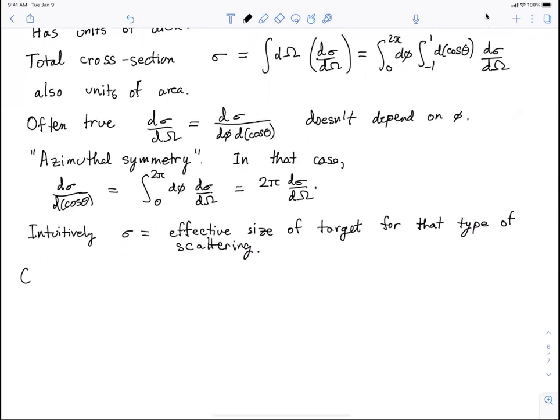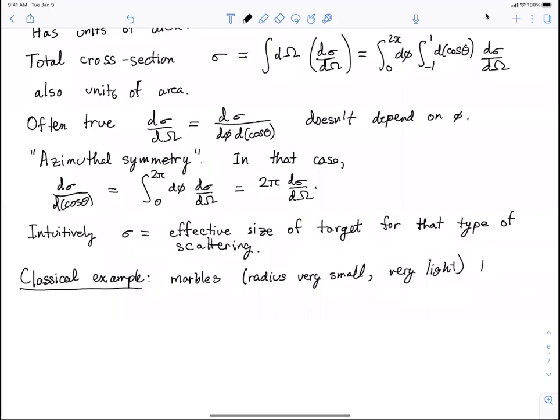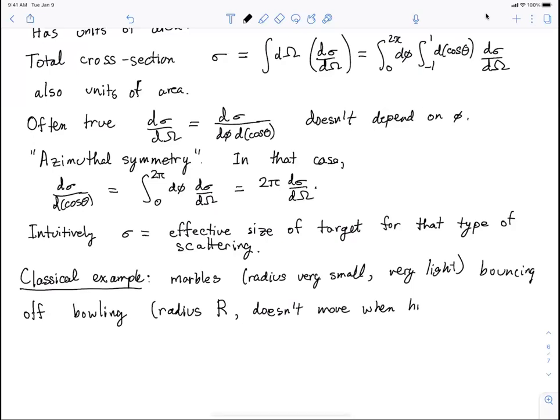Okay, so let's do a classic example, a classical example, which is we're going to send in little tiny spheres scattering off big heavy spheres. So I can call these marbles or table tennis balls or something like that. This is just supposed to impart to you that the radius of these things is very small and they're very light. Bouncing off of bowling balls, which is just supposed to impart to you that their radius is not negligible. So we're going to call that radius capital R, and also that they're very heavy, so they don't move when these little puny marbles hit them. So it doesn't move when hit, which just means that we can treat it as stationary.